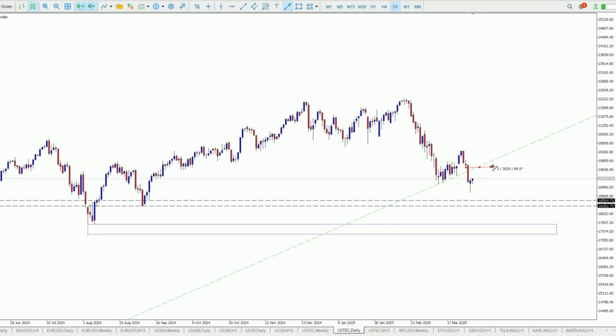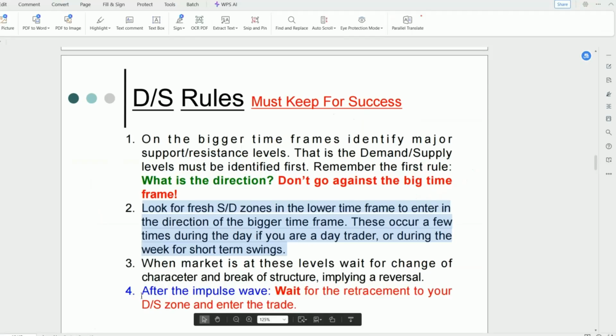So now you can see that that little triangle we just formed here becomes a target zone for us to sell back down again, or this is going to be the zone, right? So we've got two levels where we can enter the sell trade again if the market comes back up. Okay, so understanding the bigger time frame is really important, and going with that flow is really, really important. When market is at these levels, wait for change of character and break of structure implying the reversal.